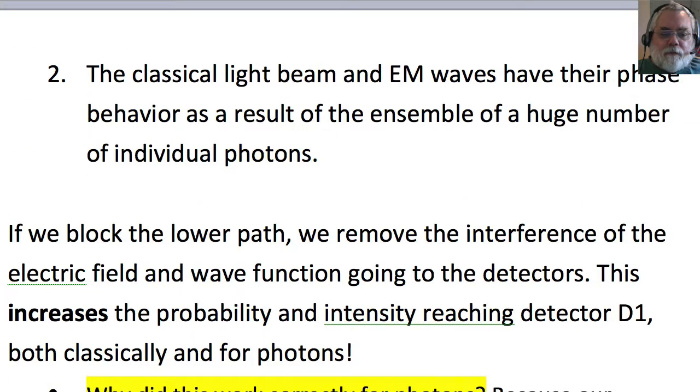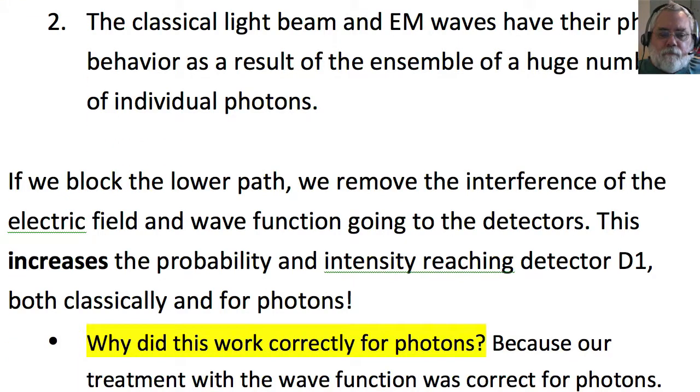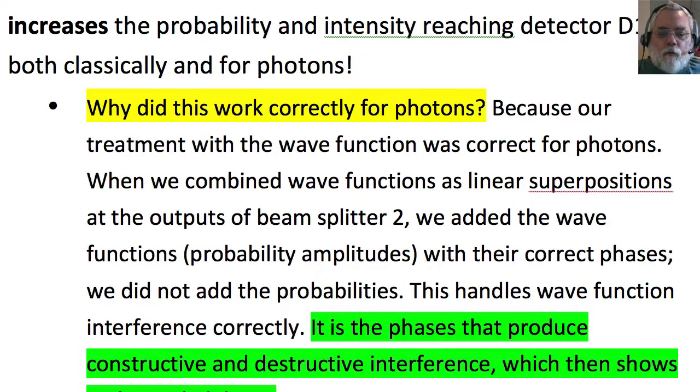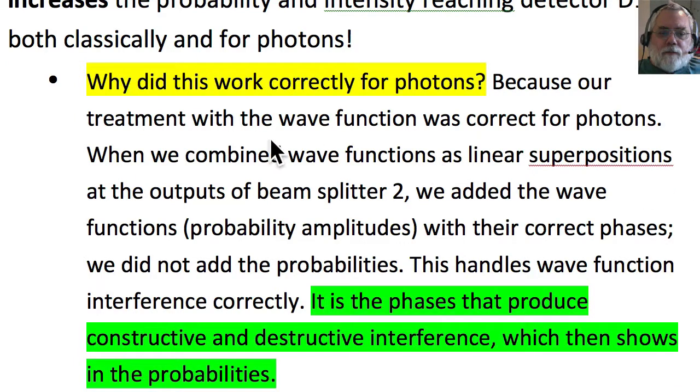If we block the lower path, we remove the interference of the electric field and wave function going to the detectors. This increases the probability and intensity reaching detector D1. It was 0 and now it is some. This happens both classically and for photons. But why did this work correctly for photons? It works because the way we treated the wave function was correct for photons.